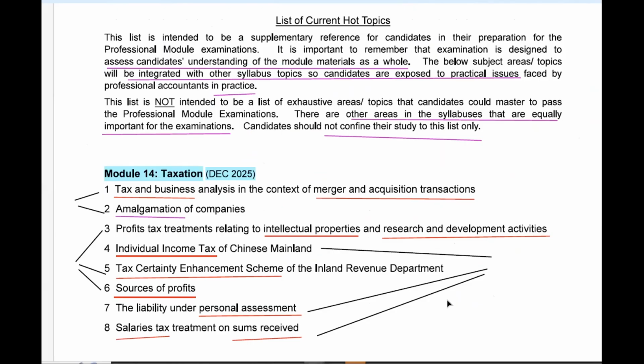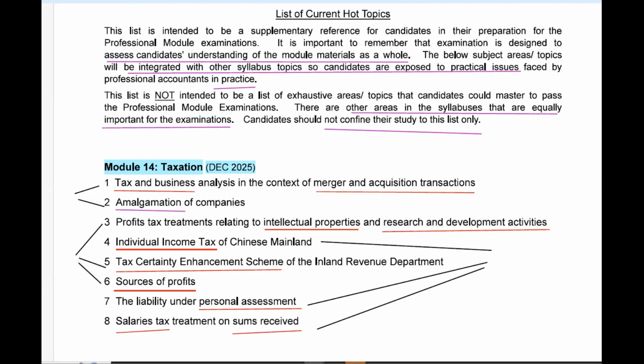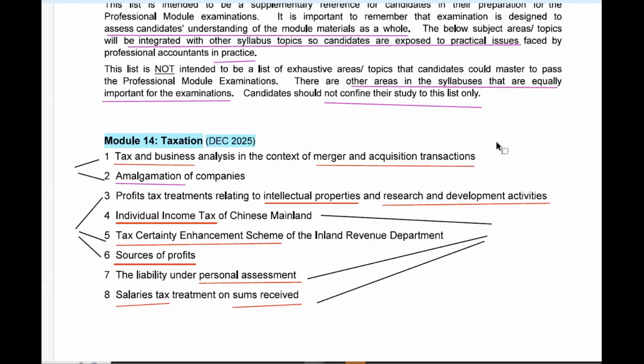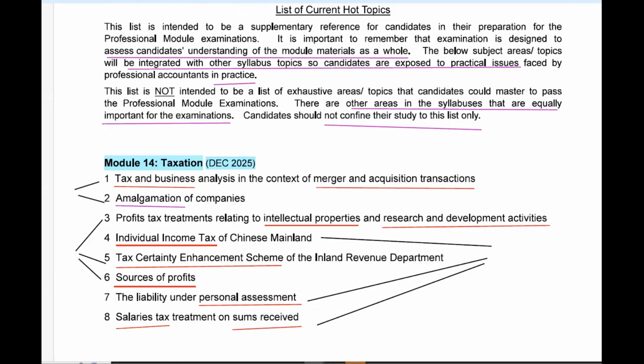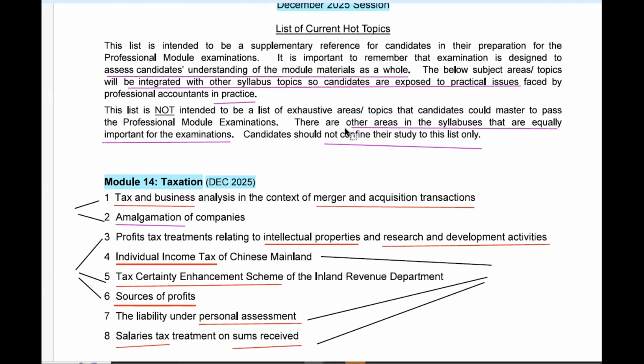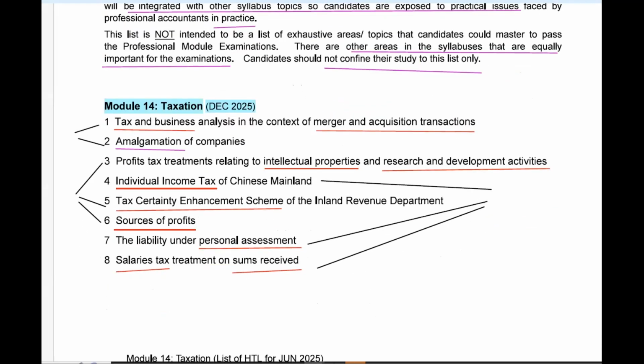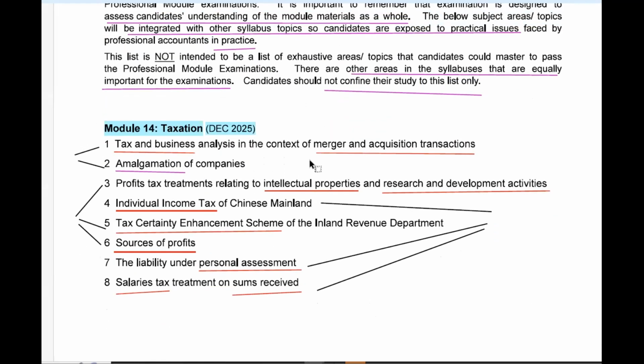I will explain the hot topics list to you first. There are altogether 8 topics. Remember, nearly 95% will appear in your real exam. So the HKCA reminds you to check other topics as well, but most of the topics will be in this hot topic list. So first of all, group them in a logical manner.